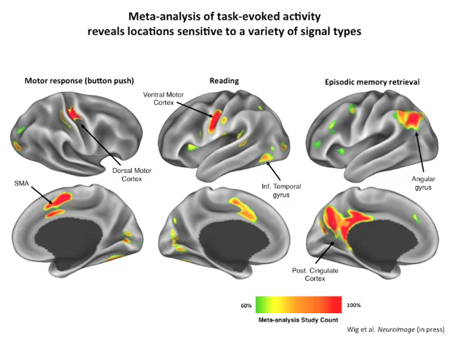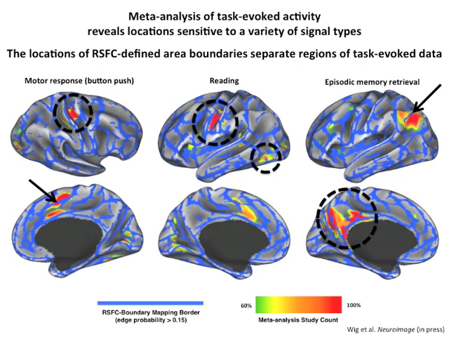So just to facilitate viewing, what I'm going to do is show you a thresholded image of the borders, wherein the very strong borders from our parcellation map are depicted. And this is what we see here. The locations of resting state defined area boundaries largely separate regions of task evoked data. You can see a border separating the dorsal medial frontal cortex from the anterior cingulate cortex here. A strong border surrounds the posterior cingulate cortex here, and so forth. There's a considerable amount of agreement between the two ways of defining areas.